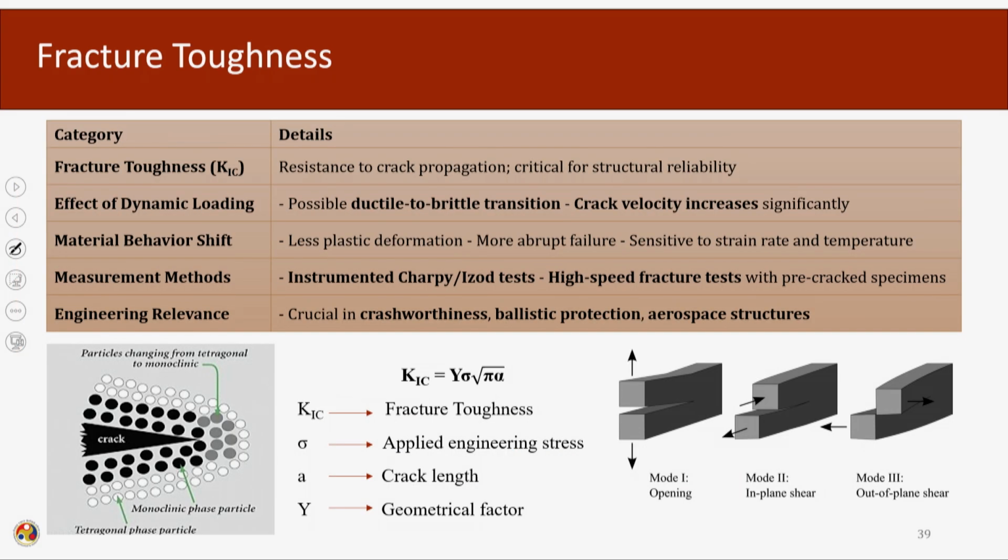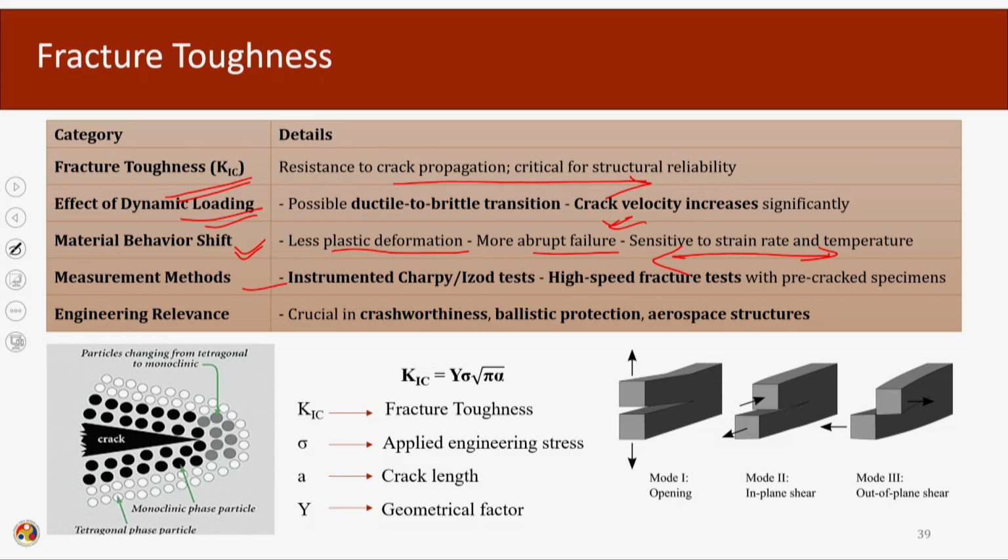Moving ahead, the measures of the fracture toughness. Fracture toughness is the resistance to crack propagation and is essential for the reliability of the structure. What is the effect of dynamic loading? Due to the possible ductile to brittle transition, the crack velocity increases significantly, a shift in the material behavior. If there is less plastic deformation, there is a more abrupt failure, and this is sensitive to strain rate and temperature.